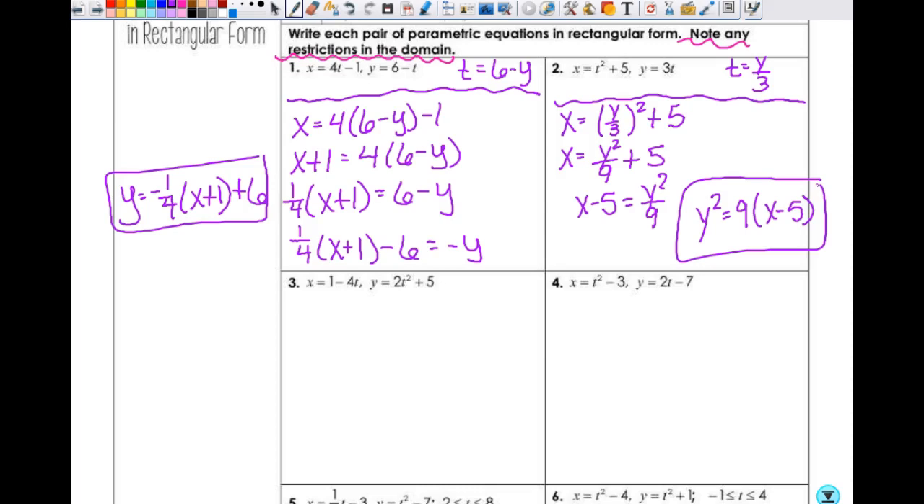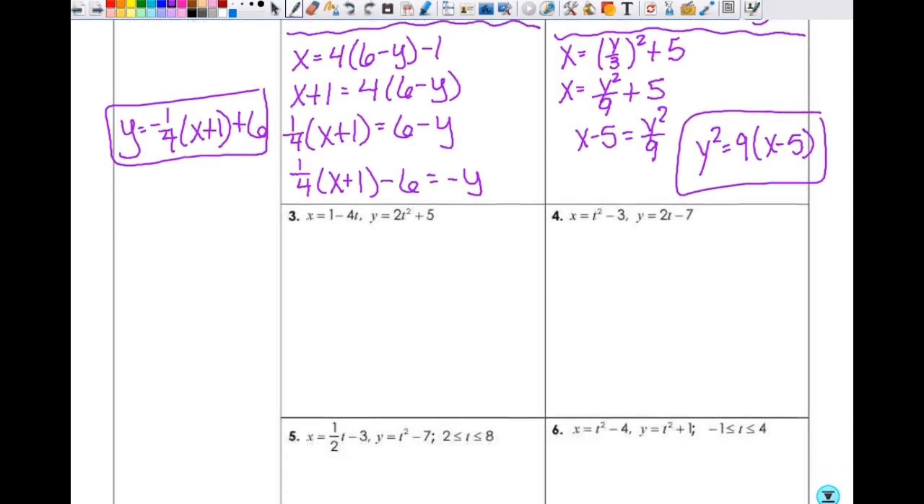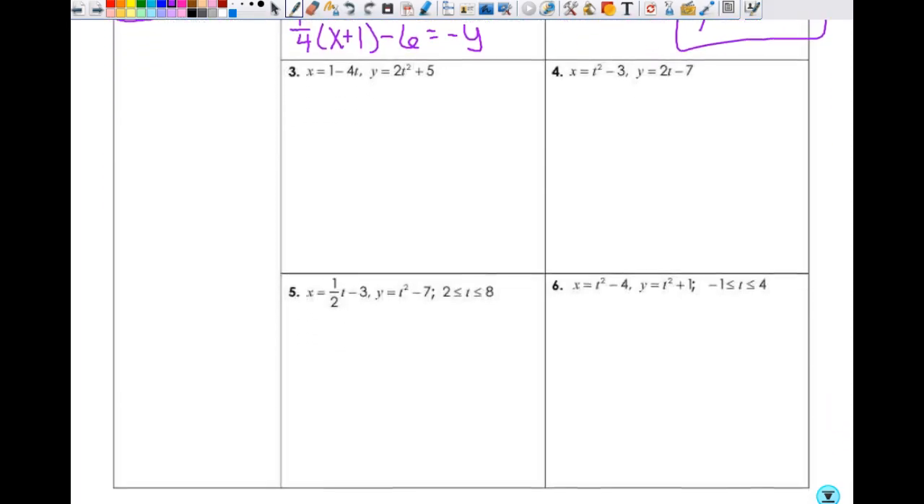No, because we haven't done a square root. So we're good. Everybody good so far? Okay. All right. Yeah, we haven't had to worry about the domain just yet. So let's look at number 3.